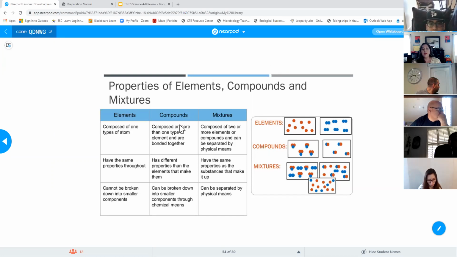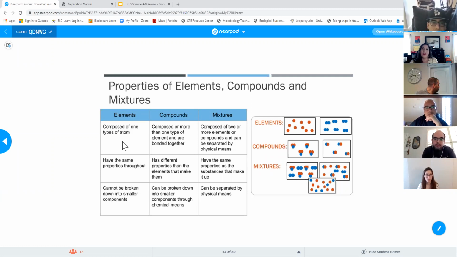Okay, so when we talk about elements, compounds, and mixtures, if you don't understand these terms, definitely get their definitions, and you have to understand how we can separate them and what the main differences are. For an element, it is composed of one type of atom. So if I have, say, a piece of iron and it's an element, all the atoms in there are iron. That's it. I'm not going to find anything else.